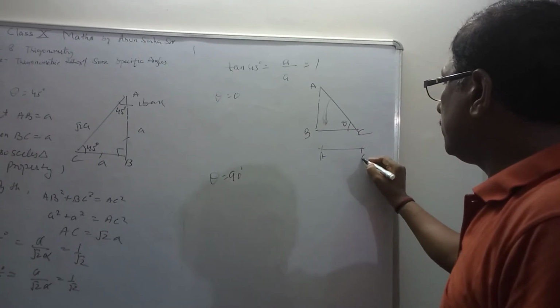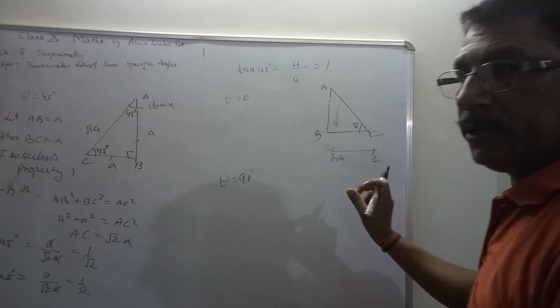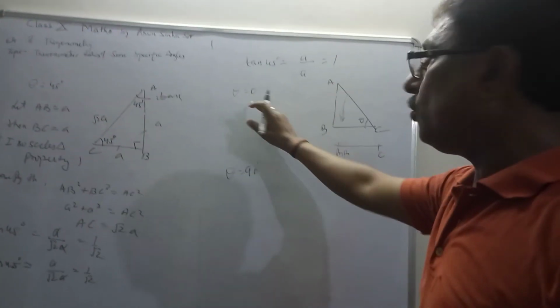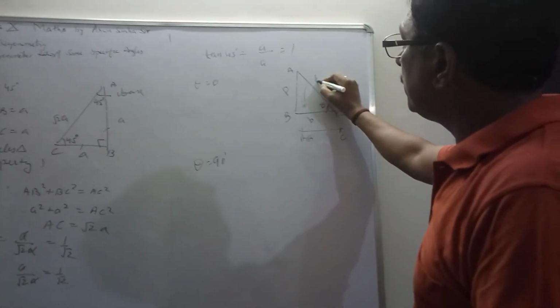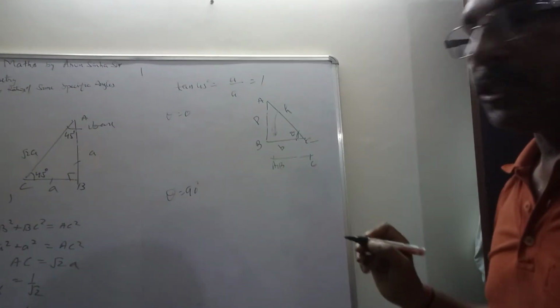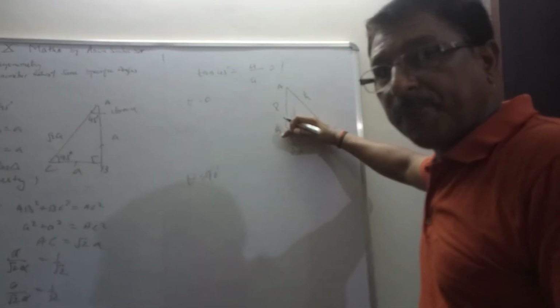This is A and this will also be B, so you will get this length only. When you put theta 0, you can see this is the base angle. So this is your base, this is your perpendicular, this is your hypotenuse. Try to understand this. When this angle becomes 0, this hypotenuse becomes the base.